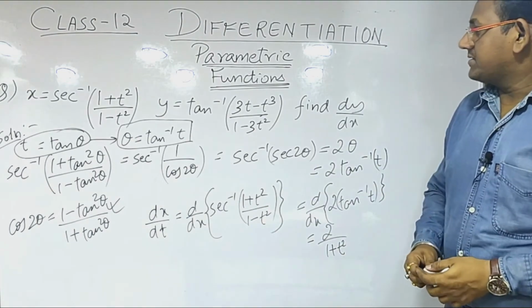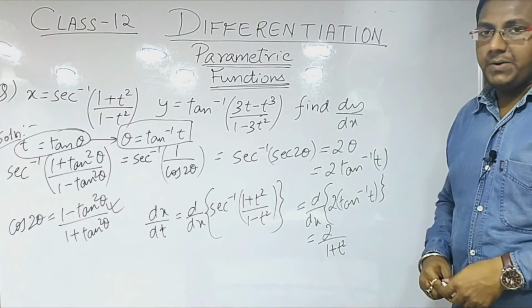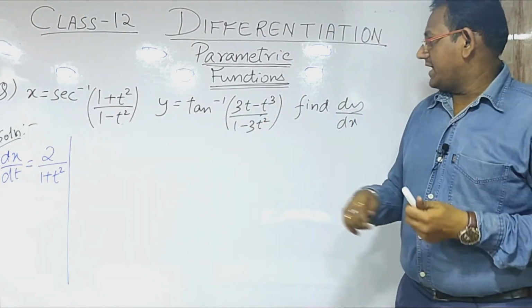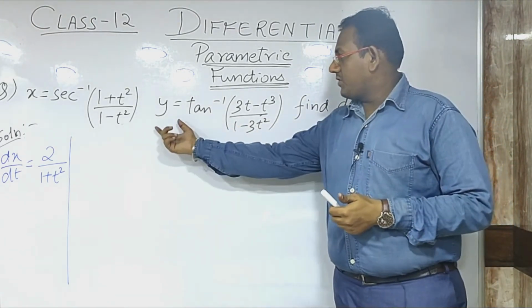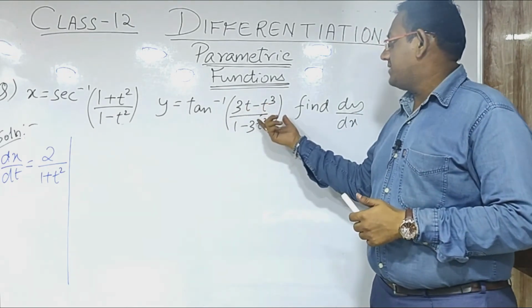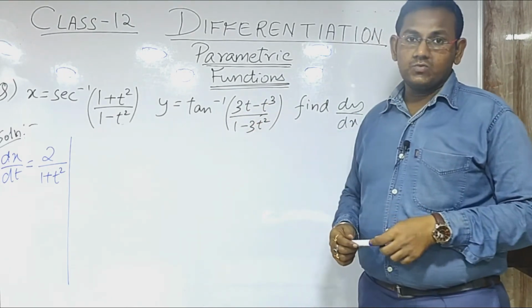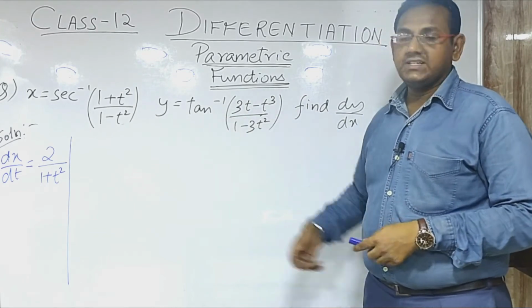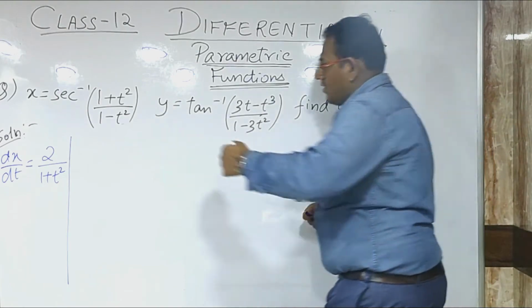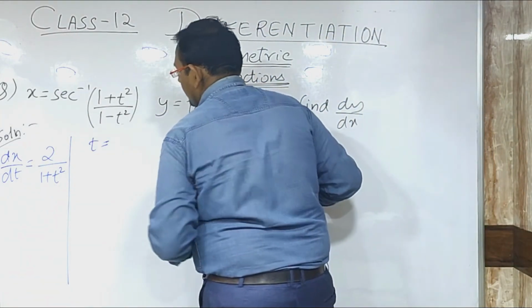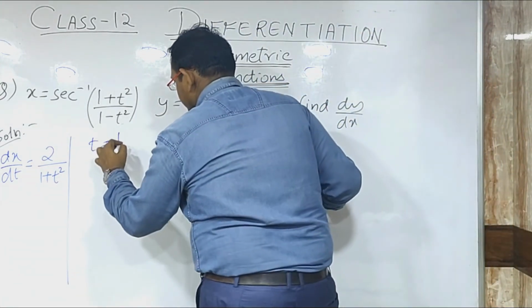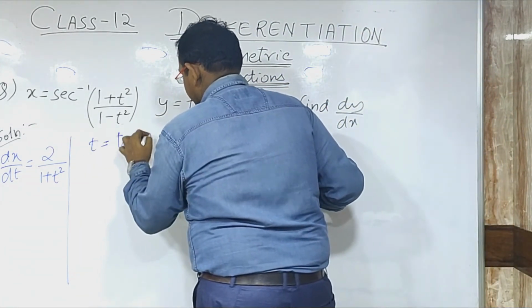Now let us discuss how we are going to simplify the y part. Again we are getting an equation over here. If you want to find out dy by dt, then the only problem is we are getting tan inverse of (3t minus t cube) by (1 minus 3t square). Differentiating this entire portion will be very tedious. So let us substitute. In this particular case, we are substituting the value of t as tan theta again.